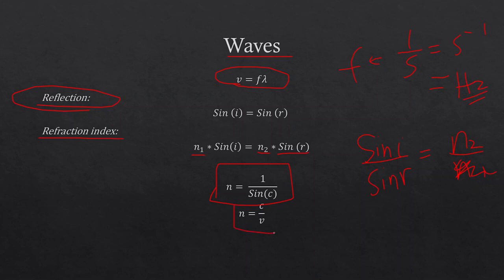And then you have n is equal to c by v, where in this case c is the speed of light in vacuum, which is 3 times 10 to the power 8 meters per second, and v is the speed of light in that specific medium.